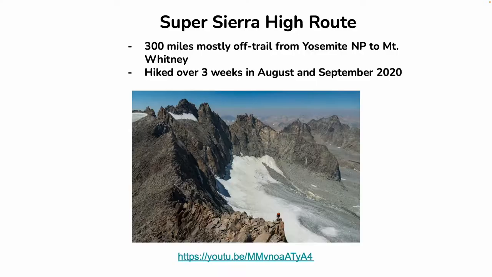And that brings us to the subject of my presentation today, the Super Sierra High Route. So I just told you what the Sierra High Route is. What makes this route super, and how is it different? So first of all, it's longer. It's 300 miles versus 200. So this route spans the entire sort of geological length of the High Sierra, whereas the Sierra High Route only spans most of it.